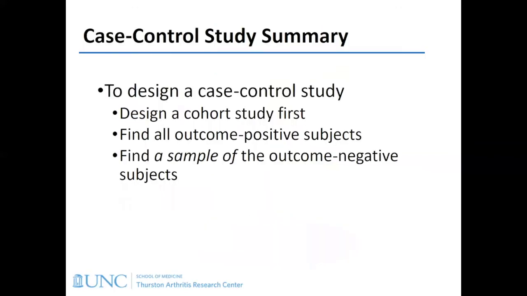So not to scare you away from case control studies, because they are very useful, but it's important as you're developing one to really think about that cohort study that you would have ideally done, and then make sure that you find all the outcome positive subjects first, which you would have done in that cohort study, and then you're trying to find that sample of those who are outcome negative that would have been representative of the controls or of the disease-free individuals that you would have seen in that cohort study.